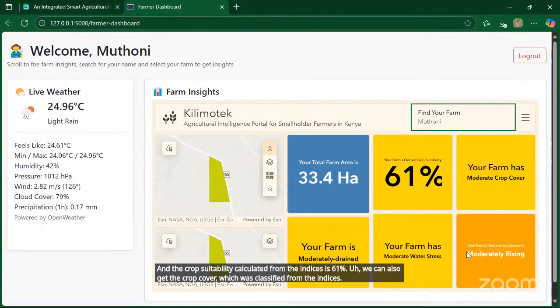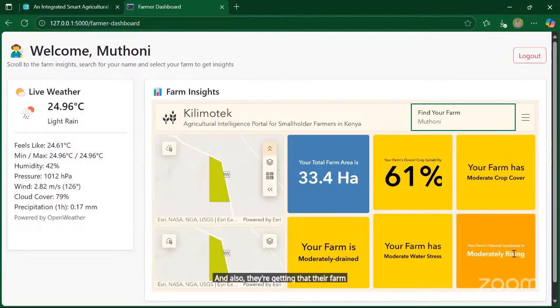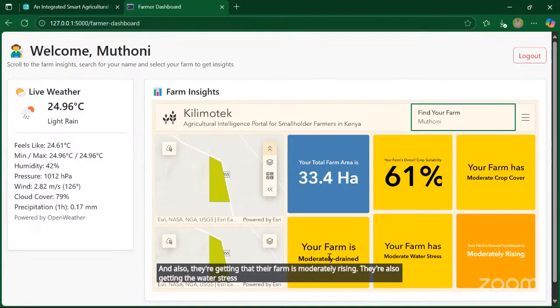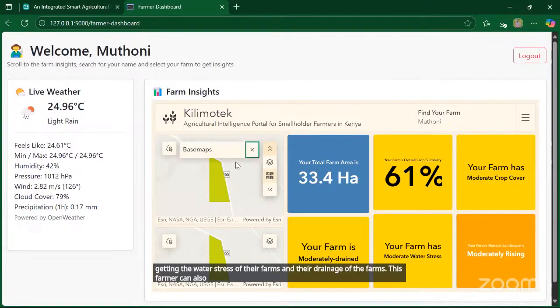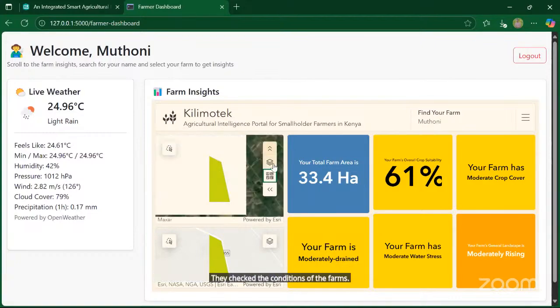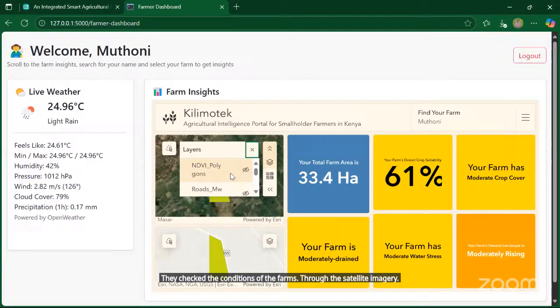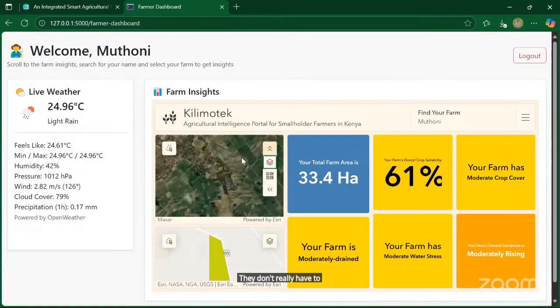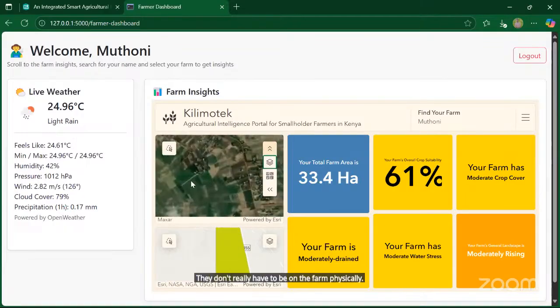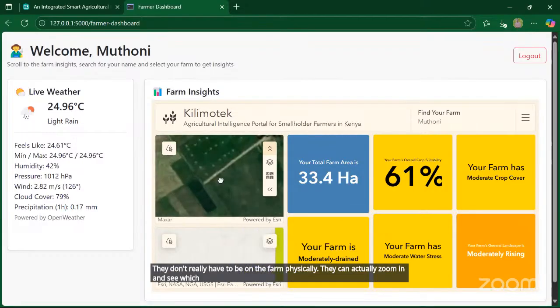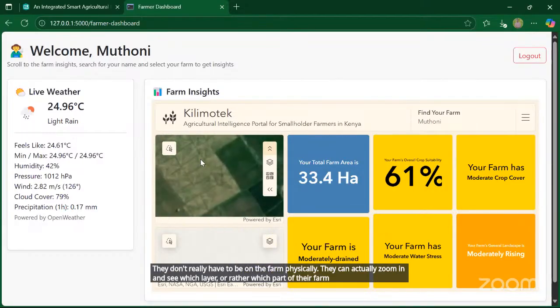We can also get the crop cover, which was classified from the indices, and also they're getting that their farm is moderately rising. They're also getting the water stress of their farms and their drainage of the farms. This farmer can also check their conditions of the farms through the satellite imagery. They don't really have to be on the farm physically. They can actually zoom in and see which layer, or rather which part of their farm has certain conditions. So yeah, that is the farmer.